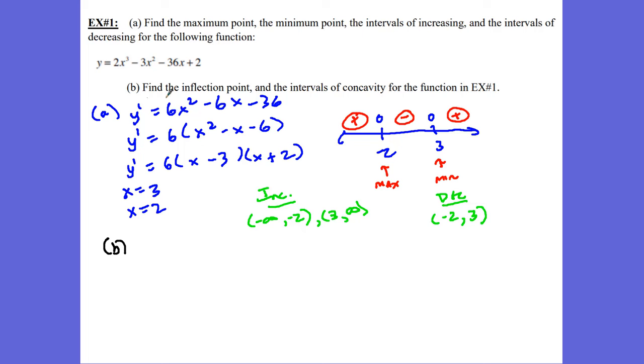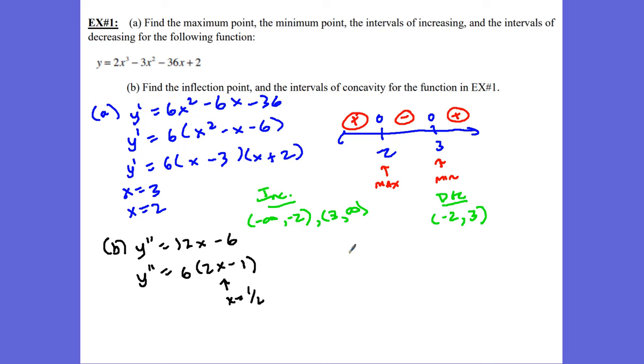So if we go to B, B says find the inflection point and the intervals of concavity. That's a second derivative test, so I'm going to take the second derivative. I'm going to come back up to the 6x squared. That gives me 12x minus 6. Again, I use the power rule. I can factor out a 6 and I get 2x minus 1, which means I have a possible inflection point at x equals 1/2.